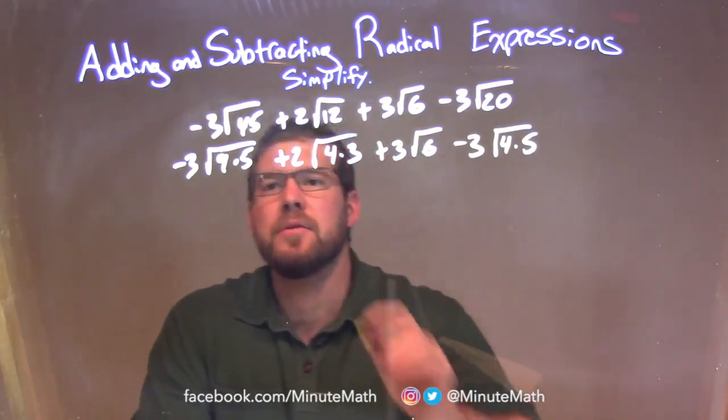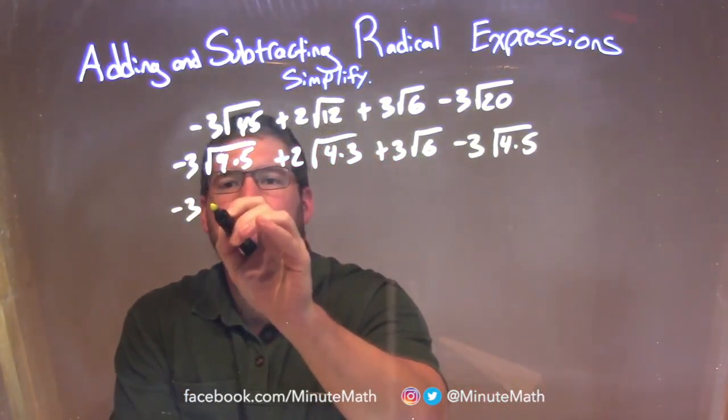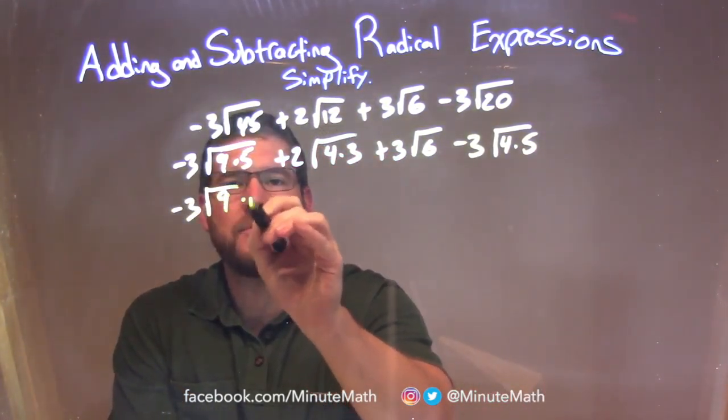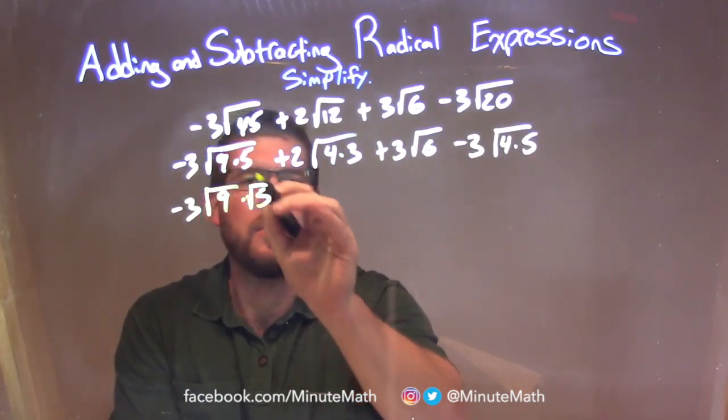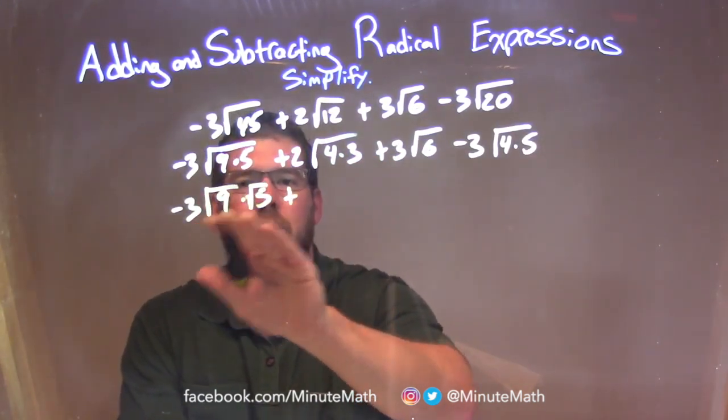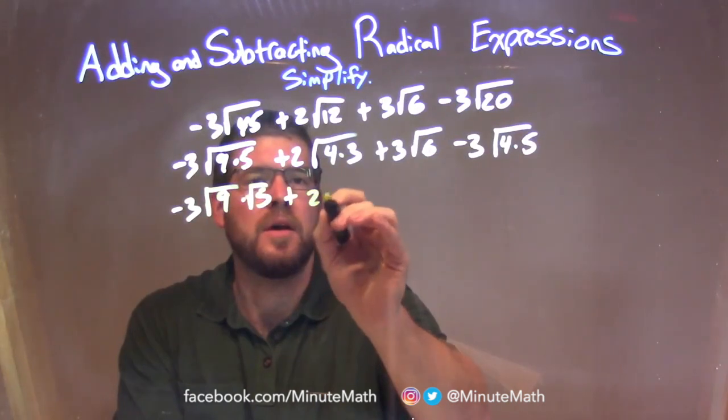So now let's go break this apart. Negative 3 times the square root of 9 times the square root of 5. I'm going to break apart each one of those into the square root of each number individually. Same thing here.